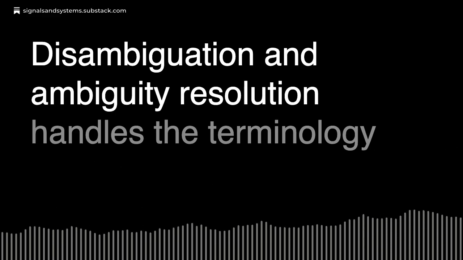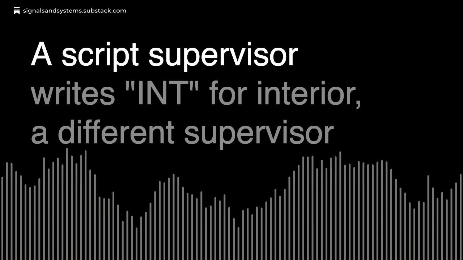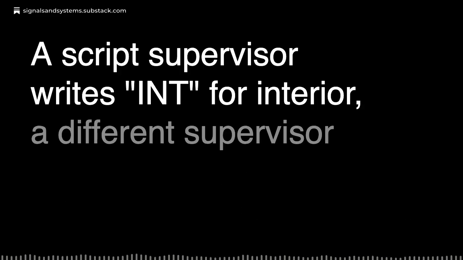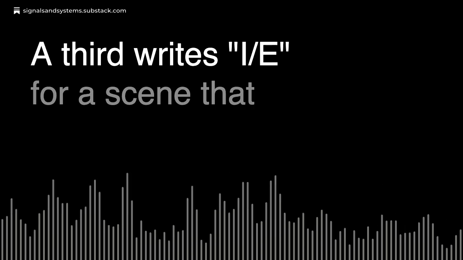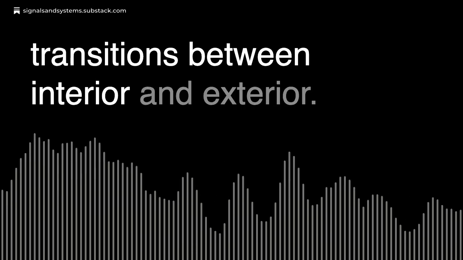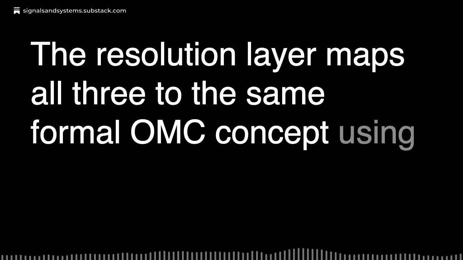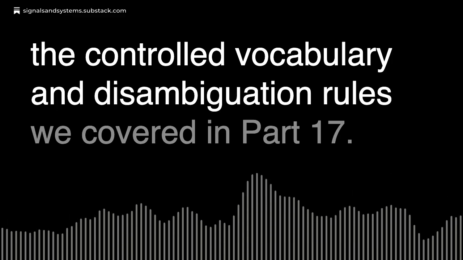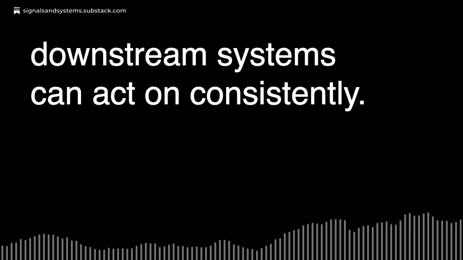Disambiguation and ambiguity resolution handles the terminology conflicts that production environments generate constantly. A script supervisor writes INT for interior, a different supervisor writes interior on the same production. A third writes I/E for a scene that transitions between interior and exterior. The resolution layer maps all three to the same formal OMC concept using the controlled vocabulary and disambiguation rules we covered in Part 17. This step is where production vernacular, which varies by crew, by country, and by decade, gets reconciled against the formal definitions that downstream systems can act on consistently.